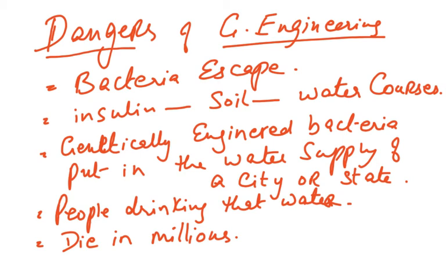So the danger of genetic engineering is that if these bacteria escape, if they somehow reach the soil, or if they go into the water works, these bacteria are going to produce insulin for us in the water, in the soil. And of course, this is one of the biggest fears of genetic engineering, that what if these bacteria escape? Millions of people will die.